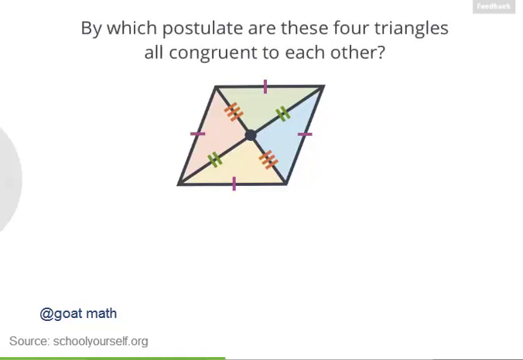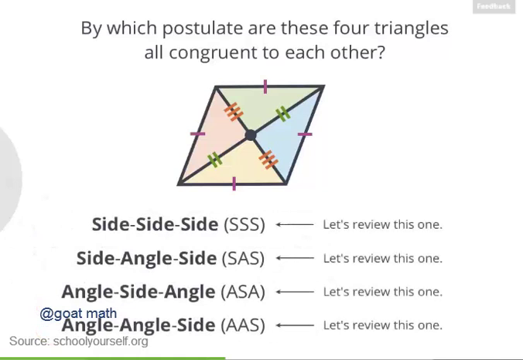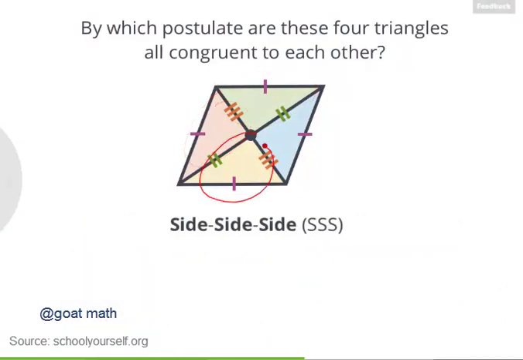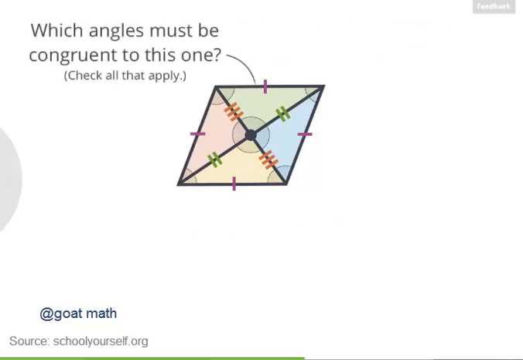That means that all 4 of these triangles are congruent to each other according to which of these postulates? And if you'd like to review any of these, click over here instead. Great! So these 4 triangles are all congruent to each other by the side-side-side postulate. And because these triangles are congruent, that means they have matching angles as well. So among these angles, which are congruent to this one over here?